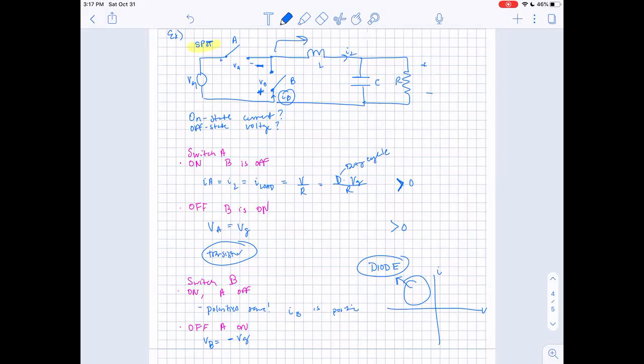Everything that I'm talking about is only built upon the buck converter. If you have a completely different circuit, it's going to be the same process. You're looking at the on-state current and the off-state voltage, but you're probably going to be computing these currents not as simply as we did just now.